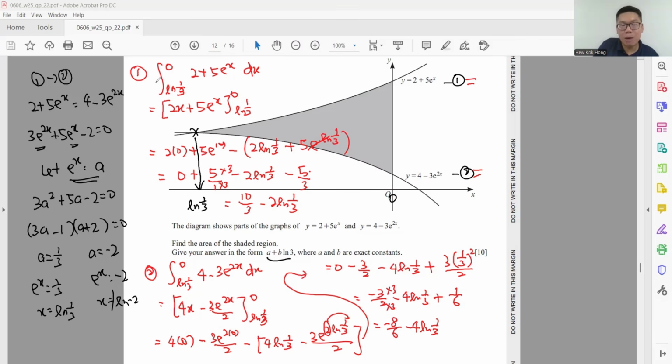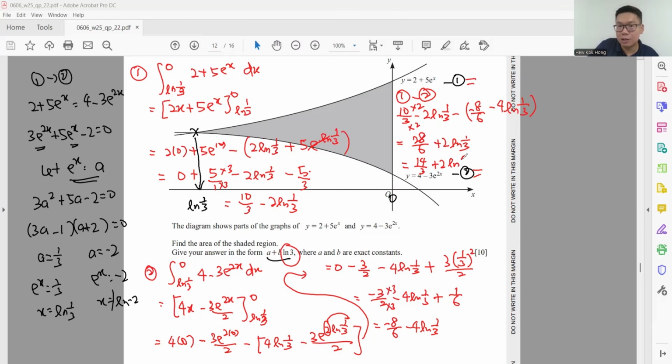So we get the part 1 area and the part 2 area, and we use 1 minus 2. 20 plus 8, 28 over 6, minus 2 of these, plus 4 of these will become plus 2 of these. But the question requires everything in ln 3, but this is ln 1 over 3, so we need to continue to do some adjustment. This part we simplify first.